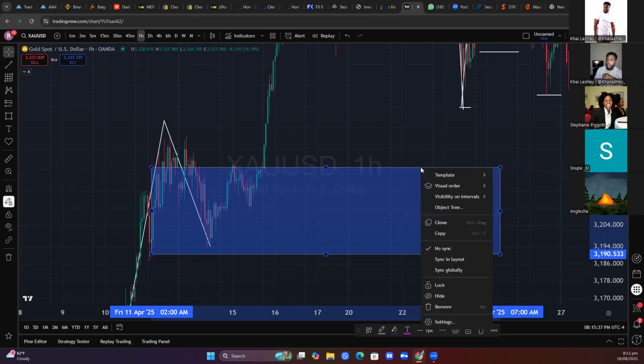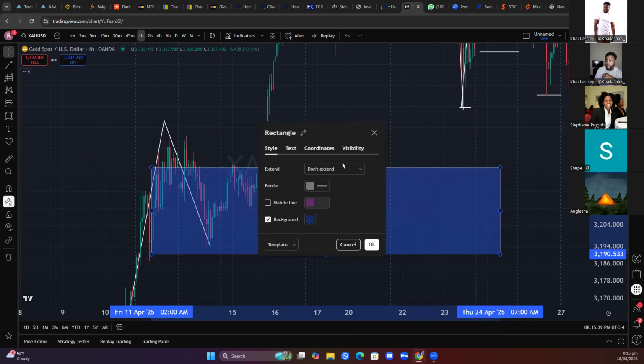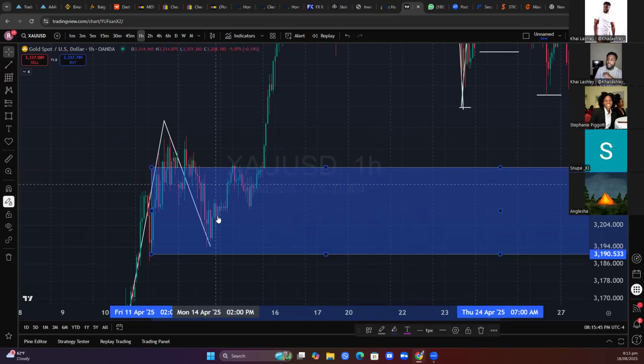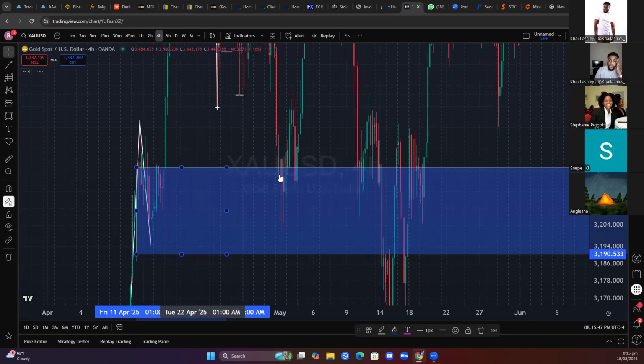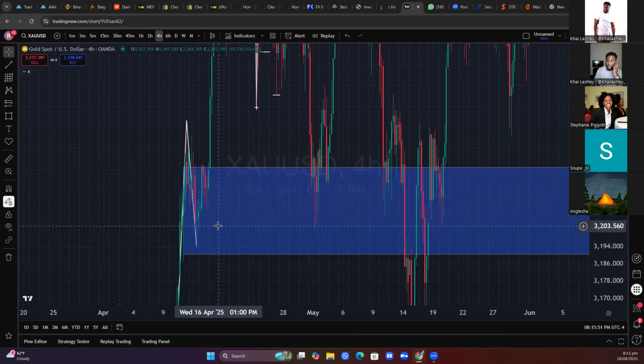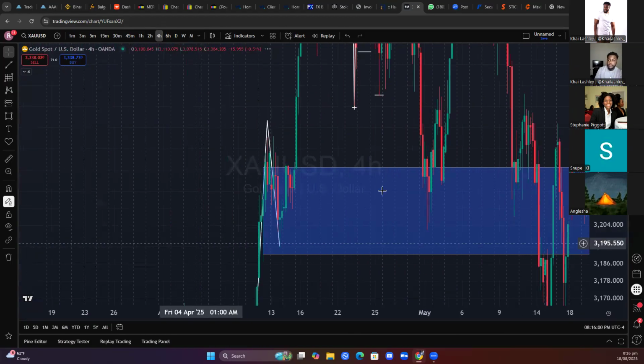Good. So, for example, let me stretch it out. You can see that's only 1 hour. If we went to the 4 hour, you see this right here? Boom. Engulfing candle right here. So we know that this is the area that we will pay attention to. Pretty simple.